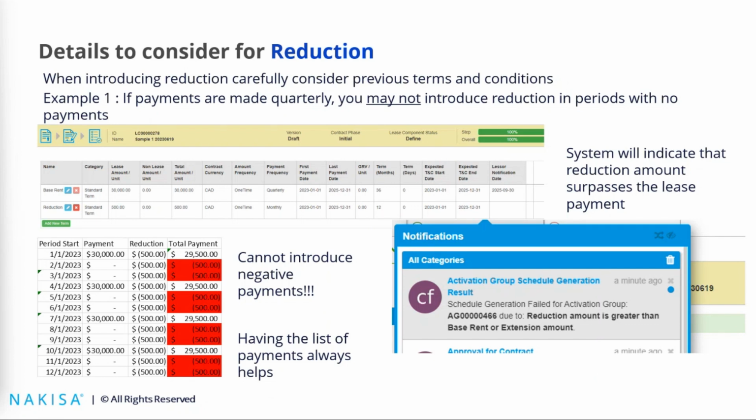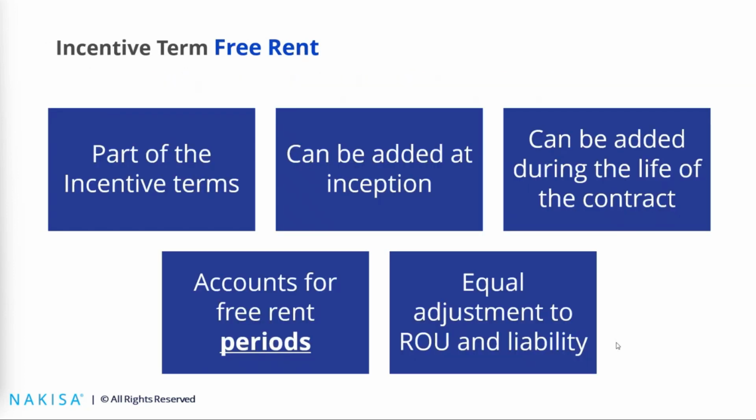Okay. Now let's move on to free rent. It is part of the incentive terms. It can be added at inception and during the life of the contract. If there is a clause in the contract that gives a few months where we don't have to make the payment, we can use free rent to reflect that. Adding a free rent will reduce the asset as well as the liability amount.